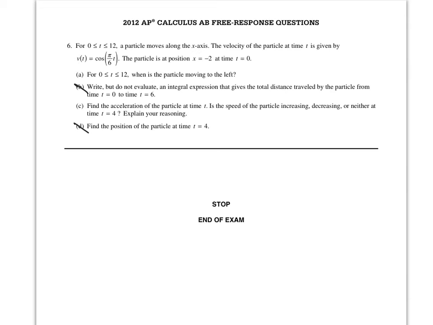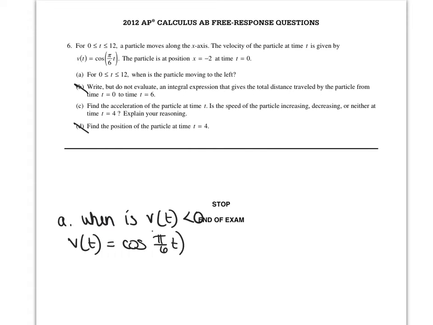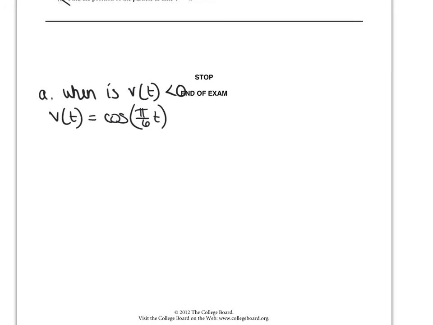So for part A, it says when between time equals 0 and 12 is the particle moving to the left, okay? So we know that the particle is moving to the left when our velocity is negative. So what we want to look for is when is v of t less than 0. So since v of t is actually a graph that we can look at, we can graph this, okay? So think about what that graph looks like.